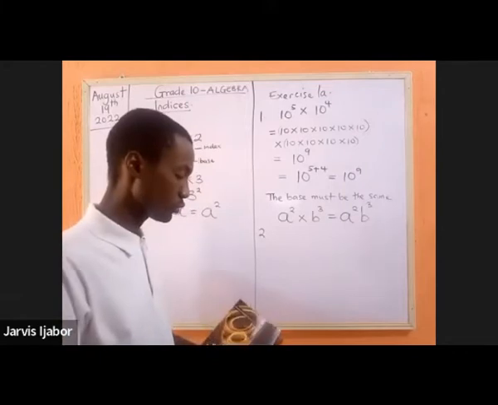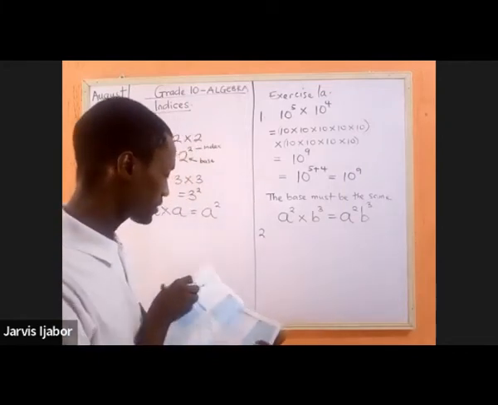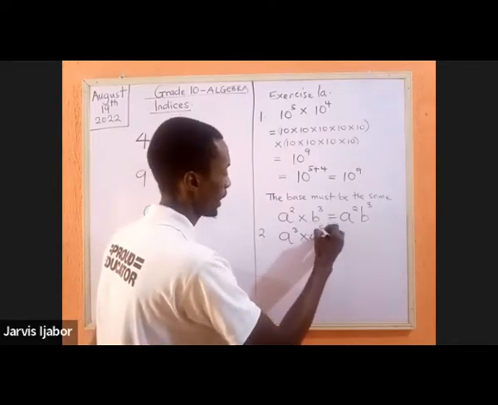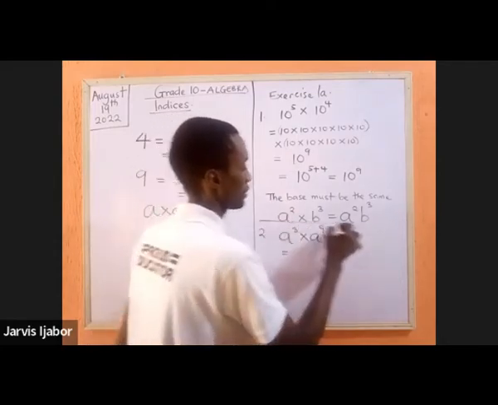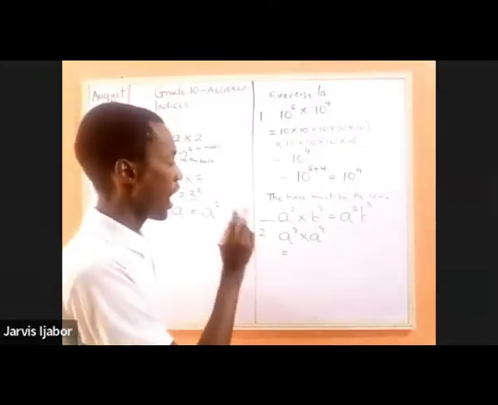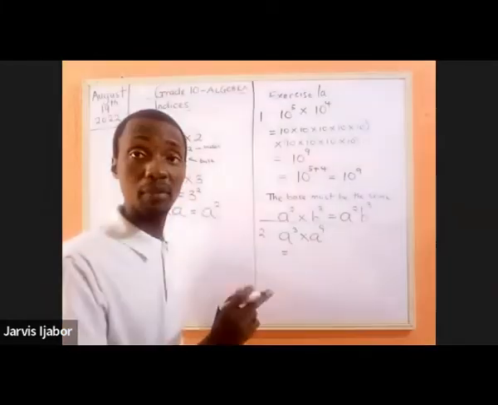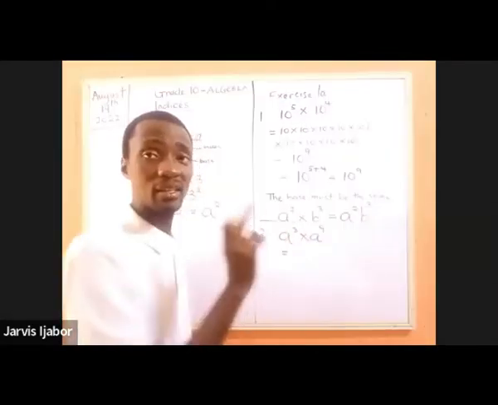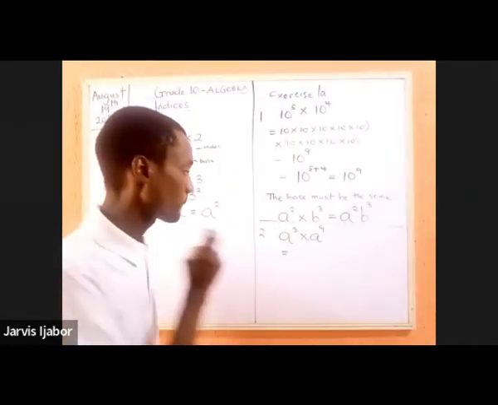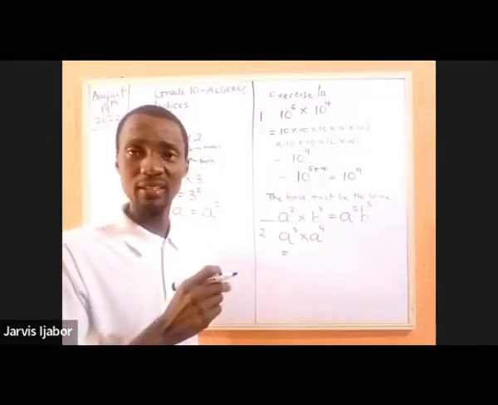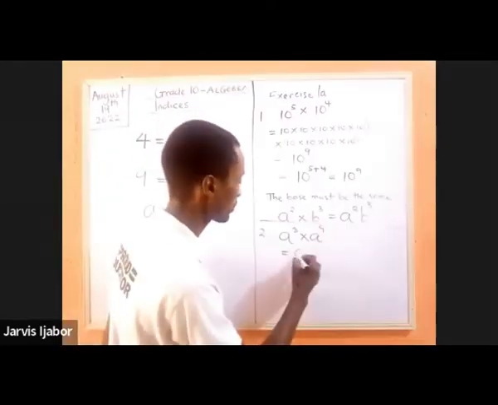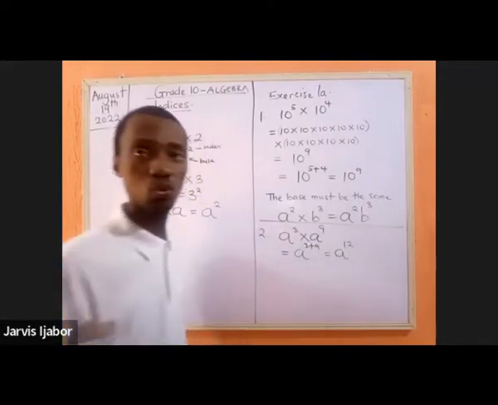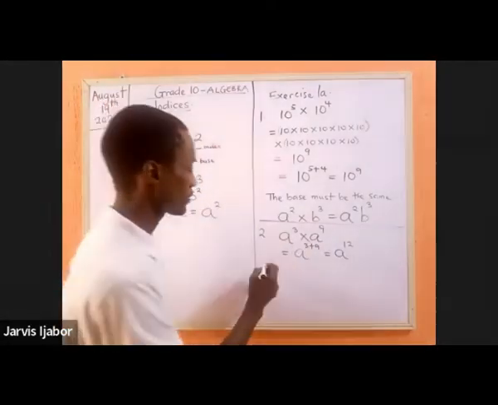We go to number 2. Now, number 2 says a to the power of 3 times a to the power of 9. First check. Are the bases the same? Yes, the base is the same. Are we multiplying? Yes, we are multiplying. So what should happen to their indices? You add them. So this will simply be what? A to the power of 3 plus 9. And that will give me a to the power of what? 12. And that solves that. So we go to number 3.